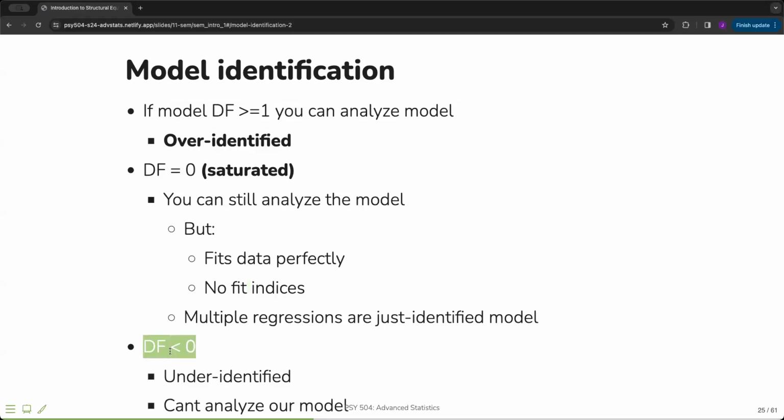Then we can have cases where the degrees of freedom is less than 0. And this means that we have an under-identified model. And this is something that we don't want because we can't analyze our model. We can't perform a structural equation model if our degrees of freedom are less than 0. So this is a case where we have fewer knowns than the parameters we're trying to estimate, right? So if you overdraft your bank account, your bank is not going to allow you to purchase that thing that you want to purchase.